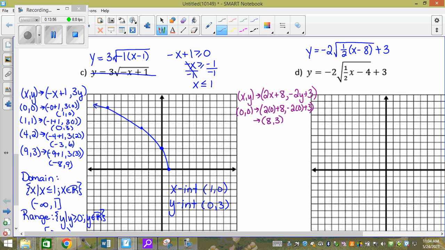So the only thing that can move that initial point is vertical and horizontal translations. Because other than that, we're just multiplying by 0, which changes nothing. Right? So this one's 8 and 3. 1, 2, 3, 4, 5, 6, 7, 8, and 3.